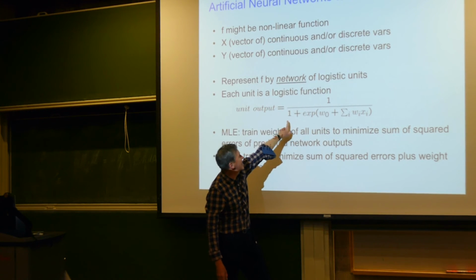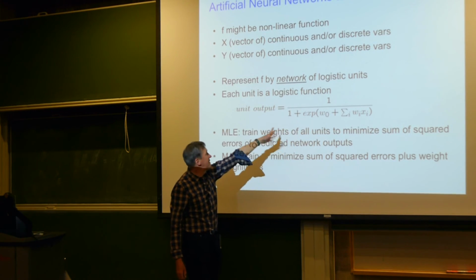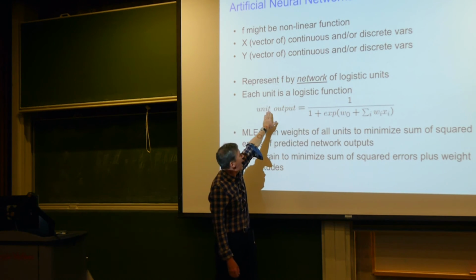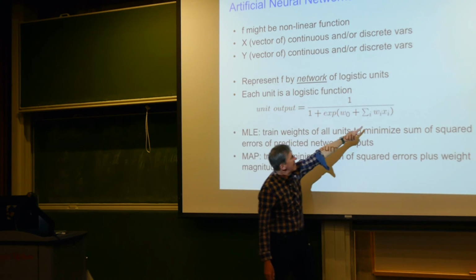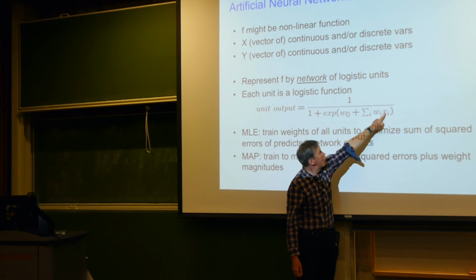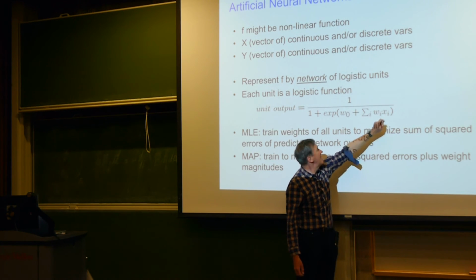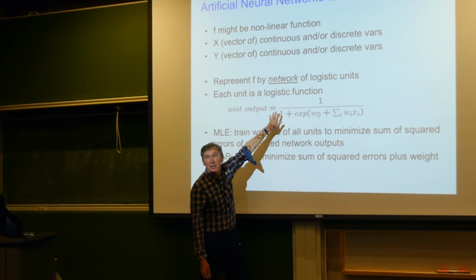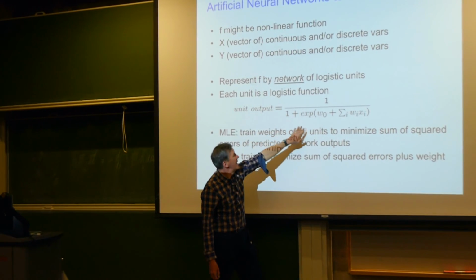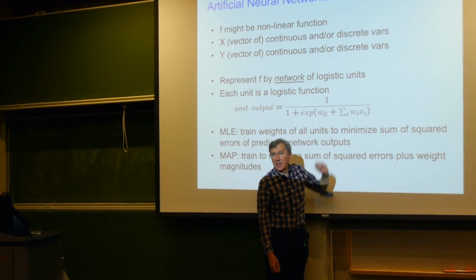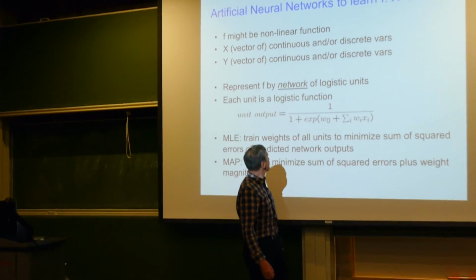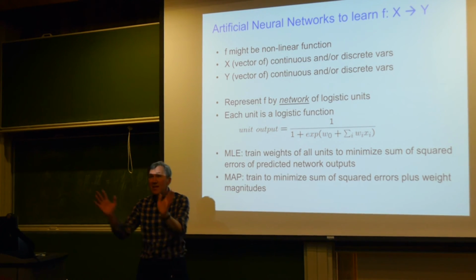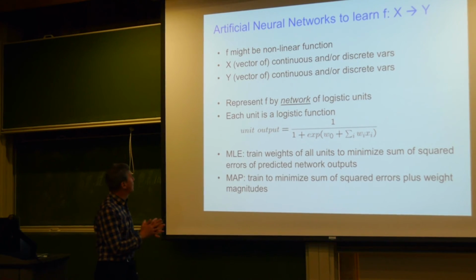Function. Looks like a logistic function. A synonym for logistic function is sigmoid function. But the output, given inputs x1 through xn, is this familiar logistic function of a weighted linear combination of the inputs, plus some other weight, just like logistic regression, right?